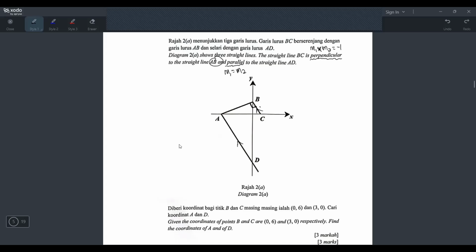Okay, now I think this chapter is coordinate geometry already. I'm confident this is the coordinate geometry chapter, Form 4 chapter. Now we read down here, see what they want. 3 marks.